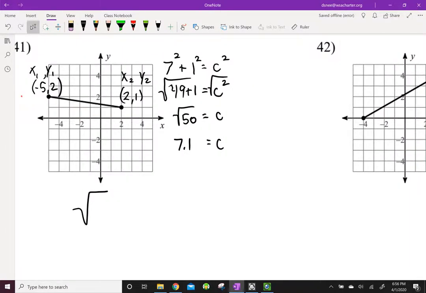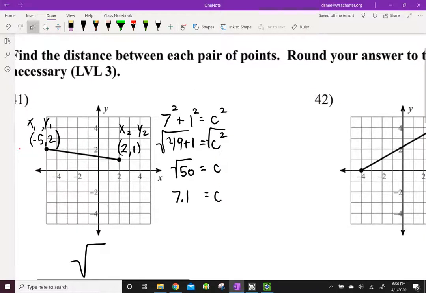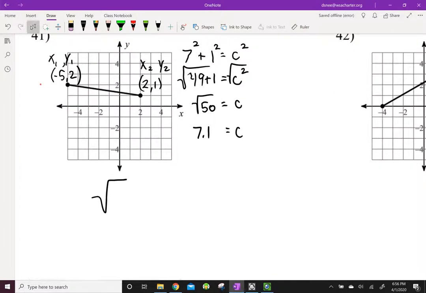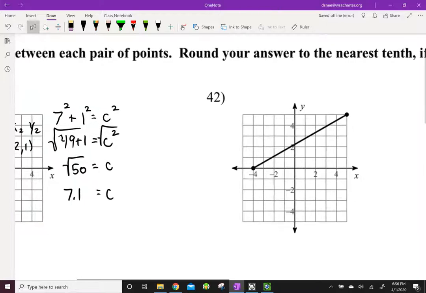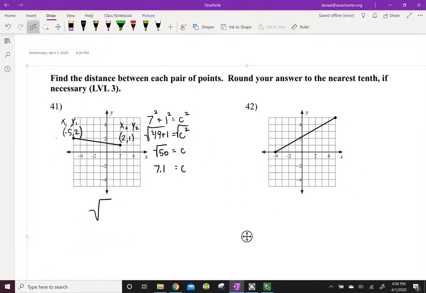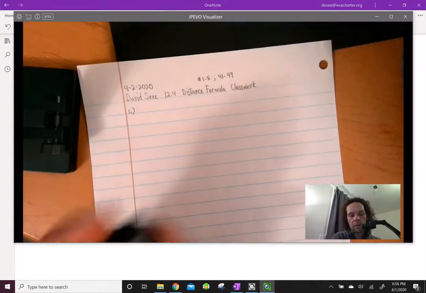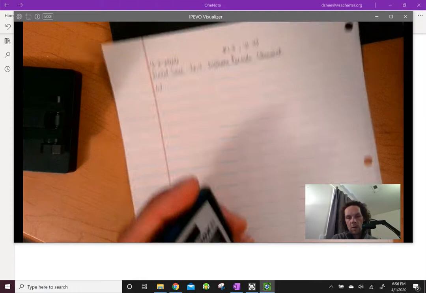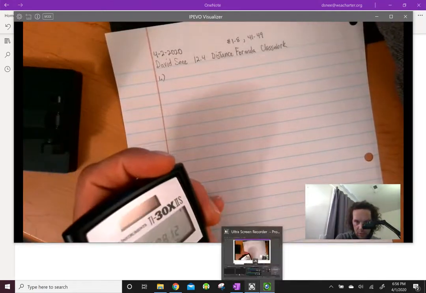You can do the same thing. Well, my pencil doesn't want to work anymore. Let's see here. We'll improvise.